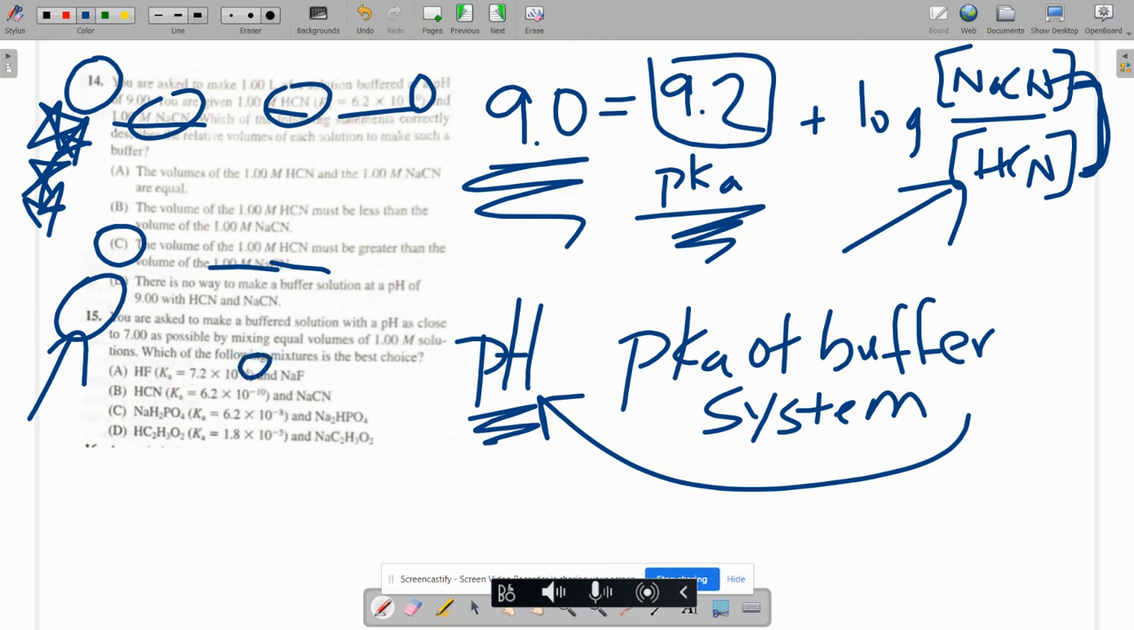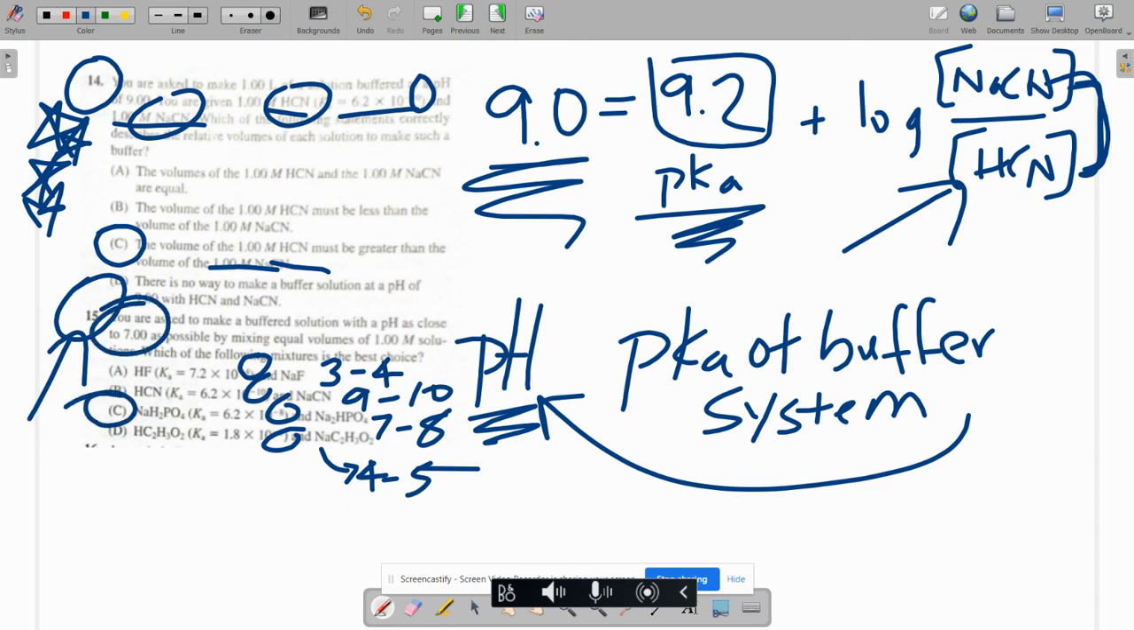So this guy would produce a buffer in the range of like 3 to 4. Minus 10, so this guy would produce a basic buffer in the range of 9 to 10. Minus 8, that would produce a buffer in the range of 7 to 8. And minus 5, its pKa is going to be in the range of 4 to 5. So bottom line, if pH 7 is what you desire, then I would go with solution C, a buffer made from this guy and this guy.